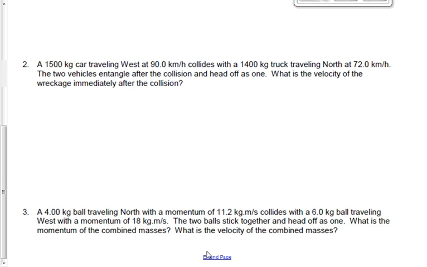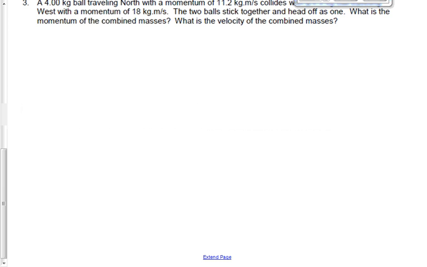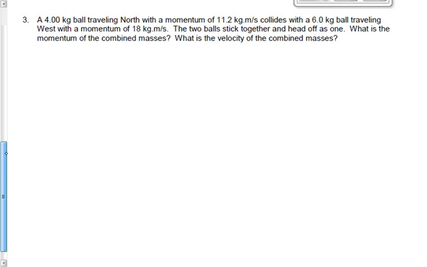Okay, now let's go over number 3 first. It's one that's slightly easier here because we've got just 90-degree angles right now, no funny angles. But it's a little bit different in that we have momentum given to us instead of velocity. So not crazy hard, but still just a little bit of a change.